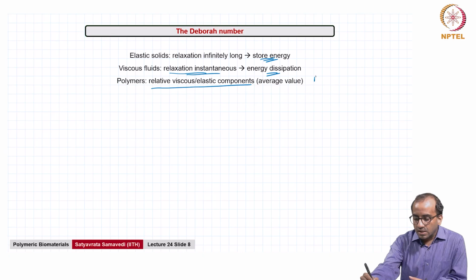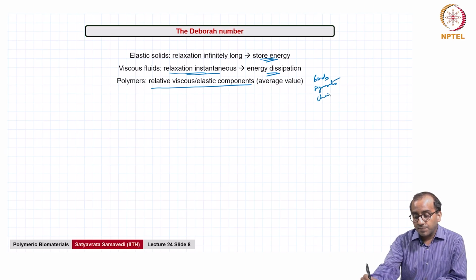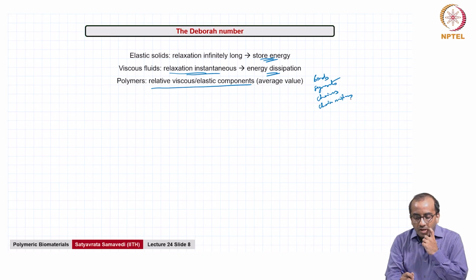Like we just said, you can have bonds, for example, at that length scale, vibrations, rotation, all of this can have timescales associated with it. Then you can have segments, then you can have chains, then you can have multiple chains, so entire chain motion, right. So depending on what kind of length scale you are interested in, you can have a multiplicity of relaxation timescales. What we are talking about is an average value here.